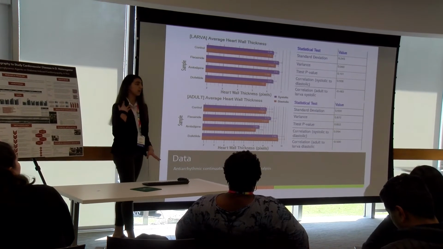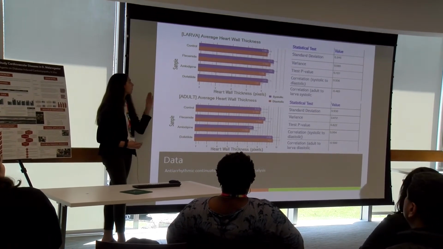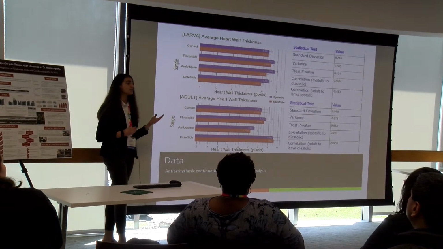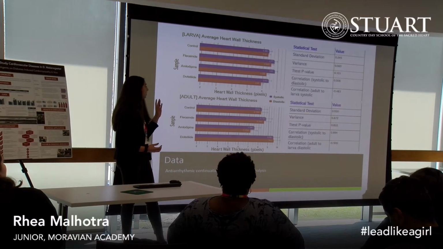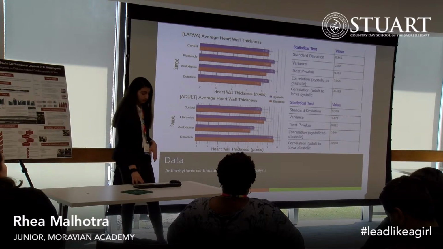So what this allowed me to understand from a quantitative perspective was that developmentally from larva to adult, there is regular aging with heart action, which we see in humans, as there is an increase in heart wall thickness from larva to adult.